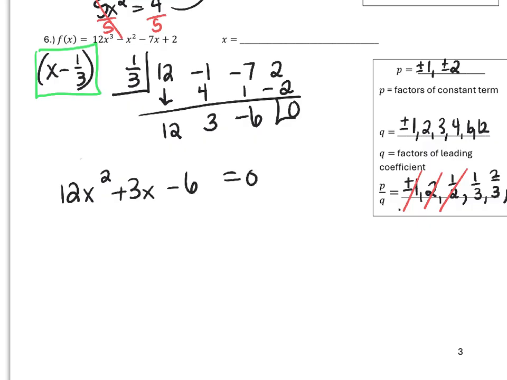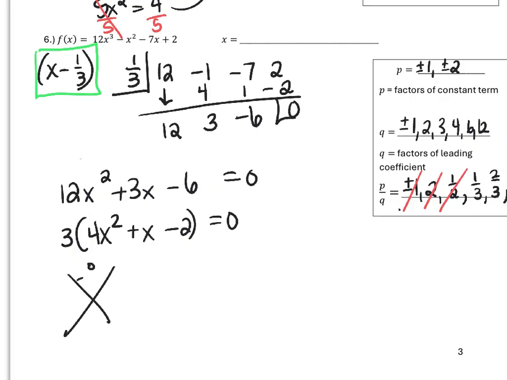Before we can even attempt the x method, we must pull out that common factor of 3. And then we can try to x method this. -8, +1. And there is nothing that factors. So we will use the quadratic formula. A equals 4, B equals 1, C equals -2.